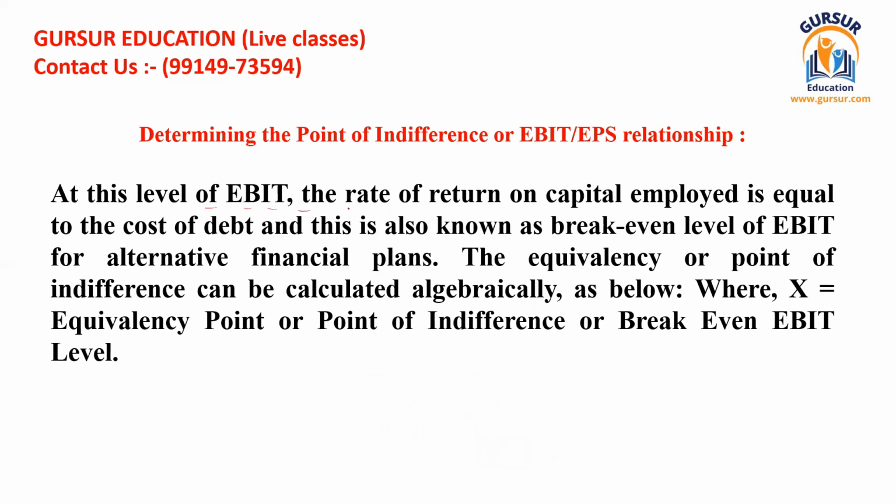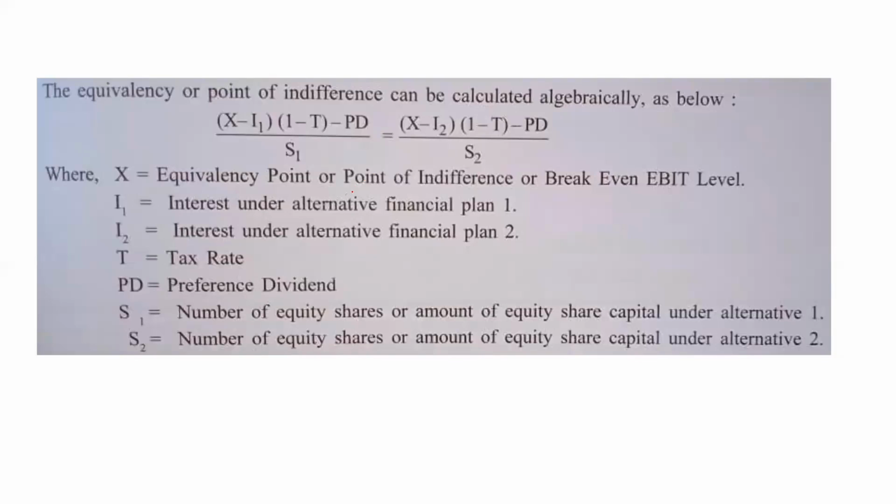So at this level of EBIT, the rate of return on capital employed is equal to the cost of debt, and this is known as the break even level of EBIT for alternative financial plans. Whatever the financial plan is, whatever the debt or equity mixture is, the EBIT is at break even level. Okay, so you can simply show this in this way.